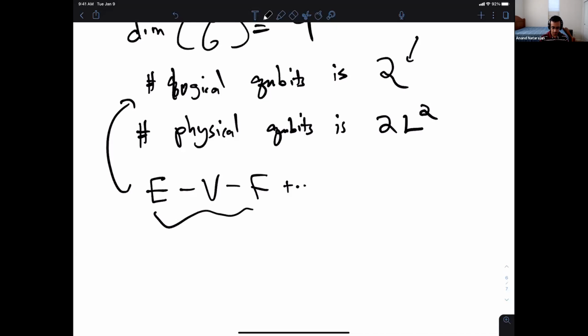Okay, so that's the logical qubits, the physical qubits. The third parameter we have to calculate is the distance, right? So we have to basically understand what the logical operators on this code look like.